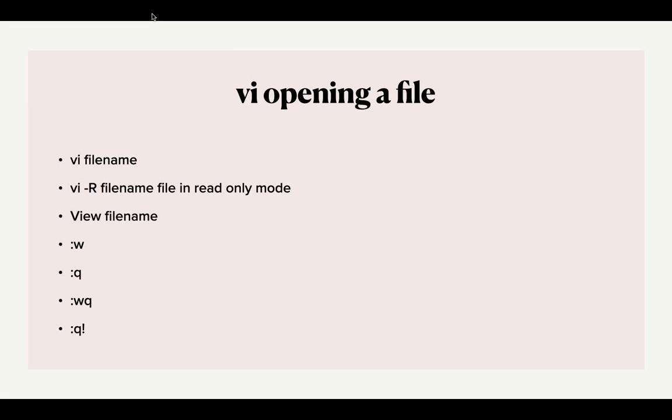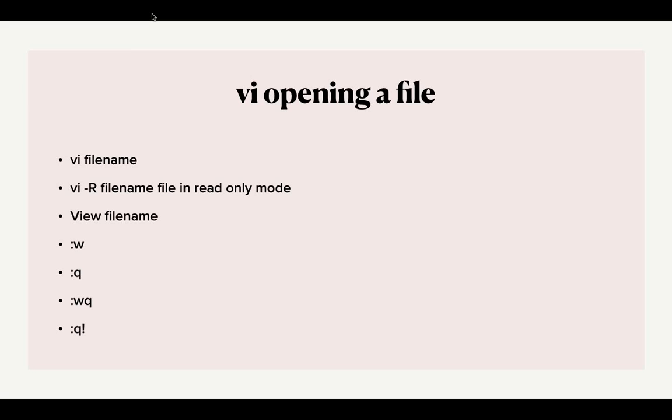Then we have Shift plus ZZ. If you want to save and quit, one more option is to hold Shift and press Z twice, which also saves the file and quits. It's additional information. If you want to quit forcefully, you can use colon q with an exclamation symbol. This also will force the action to quit, similar to your quit option.